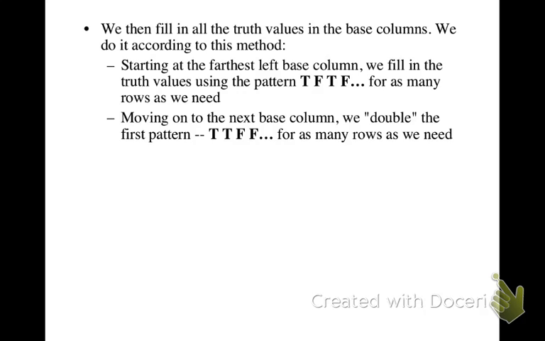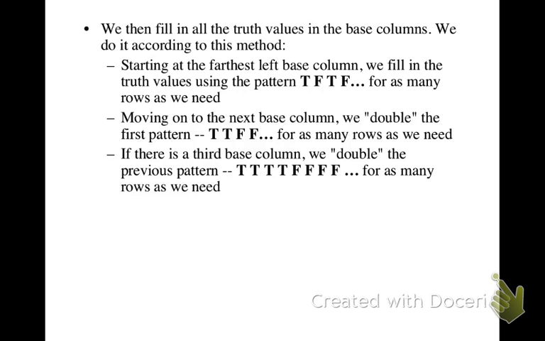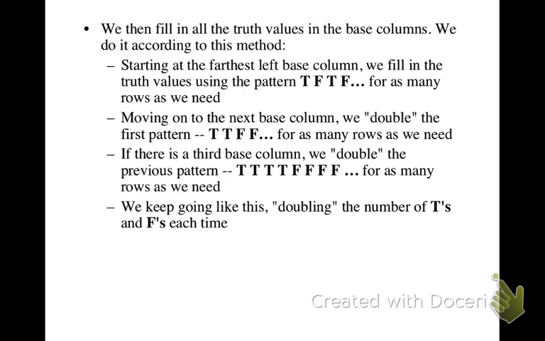Moving on to the next base column, the one to the right of the farthest left base column, we double the first pattern. So we go true, true, false, false, true, true, false, false, etc. for as many rows as we need. If there is a third base column, we double the previous pattern. So we go 4 T's and then 4 F's, and then repeat if needed. We keep going like this, doubling the number of T's and F's each time. So if there was a fourth base column, you would need 8 T's in a row and then 8 falses.